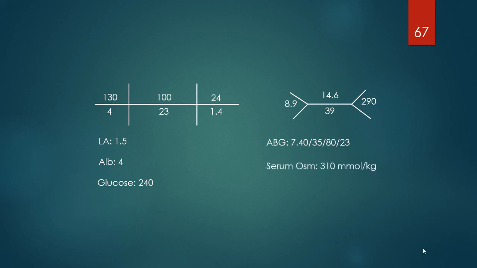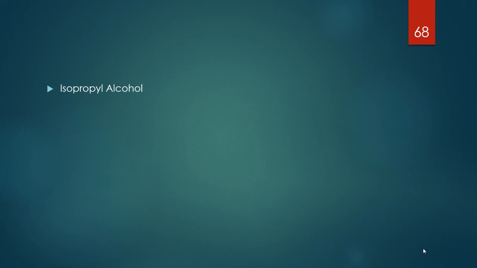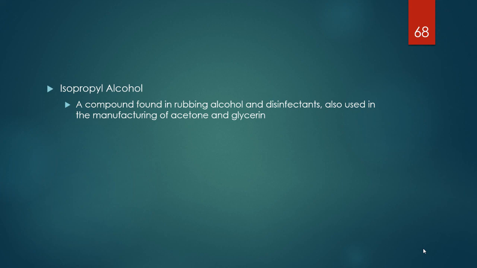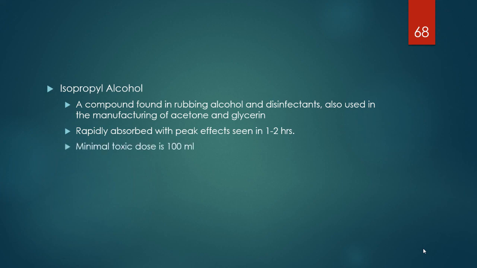Okay. 310 is the serum osmolality, and the calculated is 282. It's positive for ketones in serum and urine. It is isopropyl alcohol. It's a compound found in rubbing alcohol and disinfectant, also used in the manufacture of acetone and glycerin. Rapidly absorbed with peak effect seen within 1 to 2 hours. Its minimum toxic dose is 100 ml, and it can occur through either oral or dermal absorption, actually.